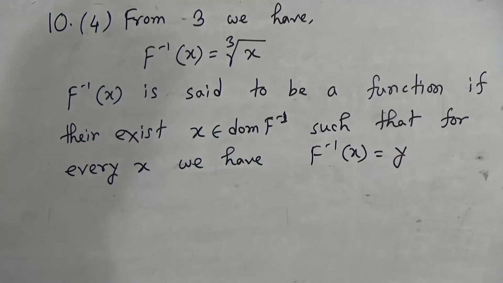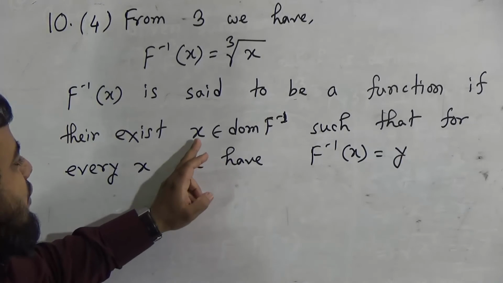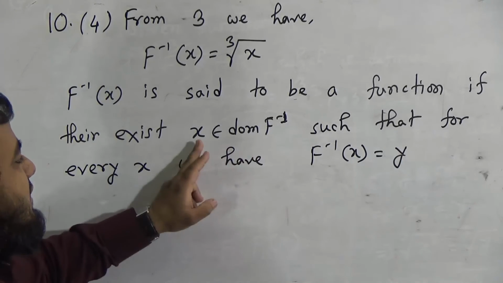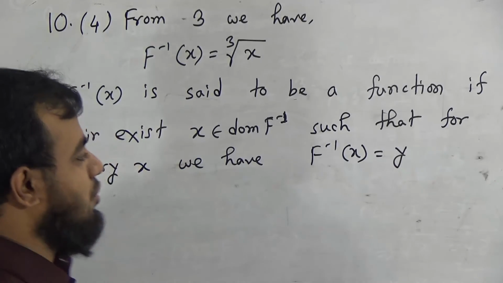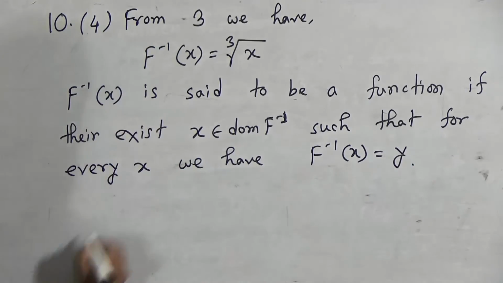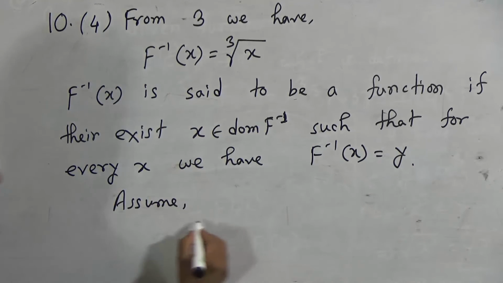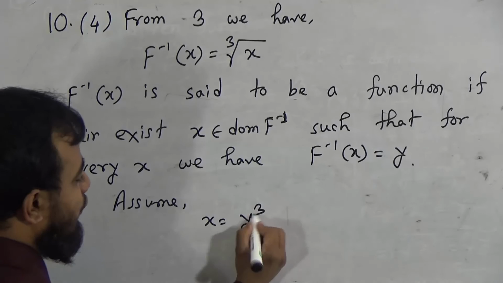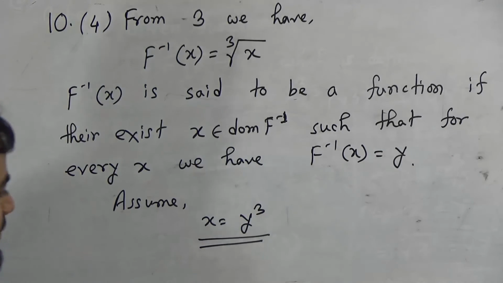That means we need some value of y. To be a function, the domain can't be empty. That means some value is required. So if the domain of f inverse has some element, then f inverse of x equal to y. We need to record this. For that we assume x is equal to y cube. This we let as our wish.